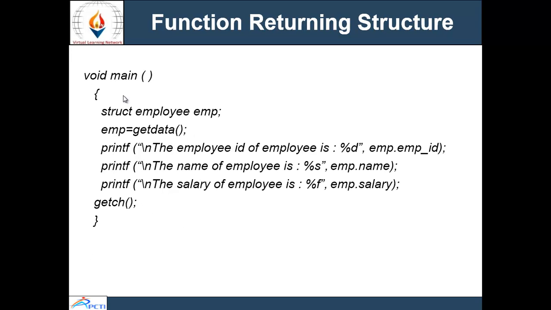When it returns E1, it comes to the emp. Emp is also a variable of structure type. So it assigns all the content into emp. From the emp variable, I will show the output of employee ID, employee name and employee salary. So by this example, I can learn how a function can return a structure.